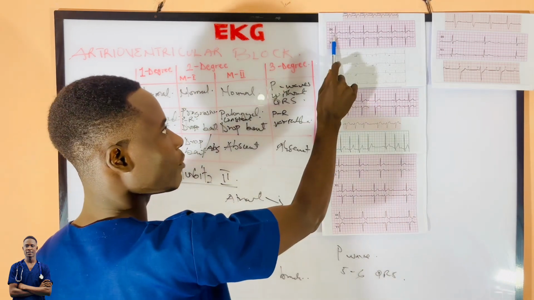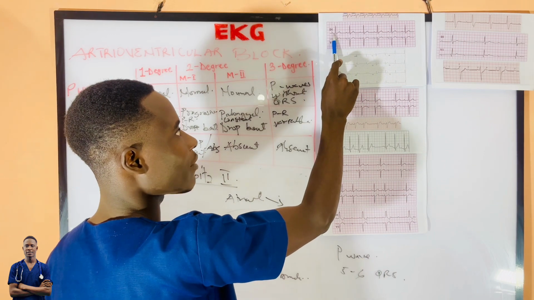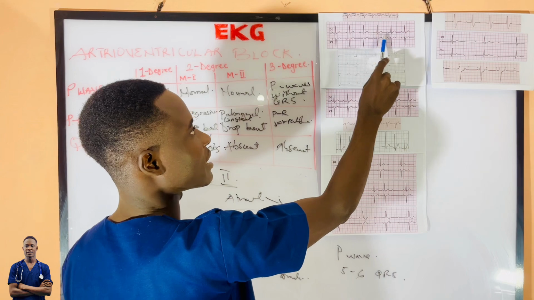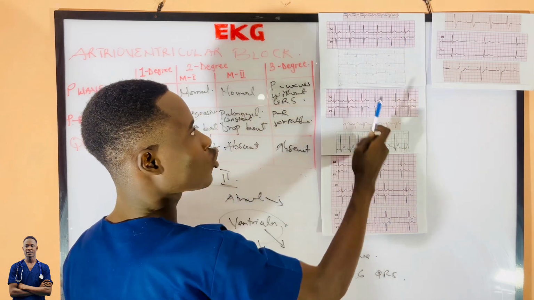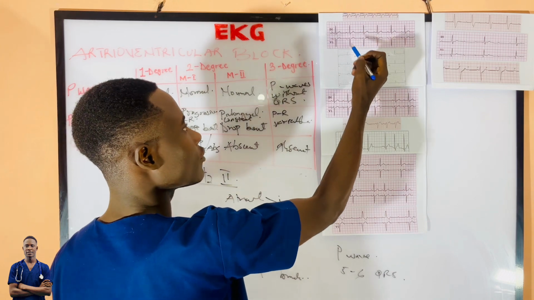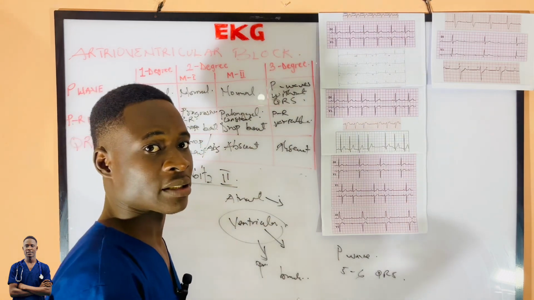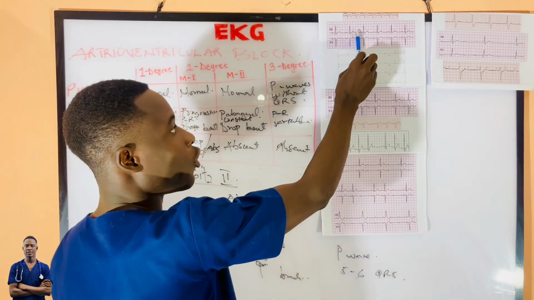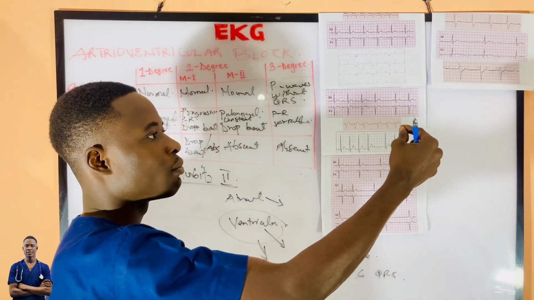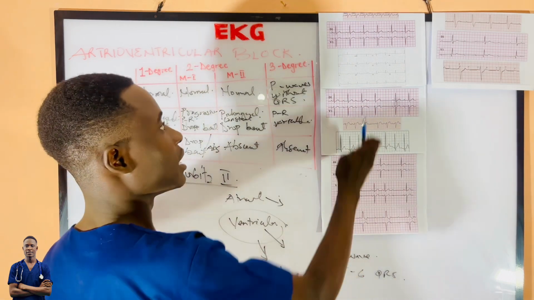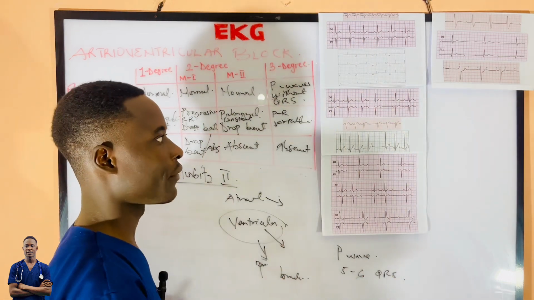But if you check the blockage, the PR is constant. The distance, they are constant. And also there's no drop in the ventricular contraction. There's no dropped beat, which is the transmission of the electrical impulse to the ventricle, but it will delay. Are we clear with it? So that is for the first degree.